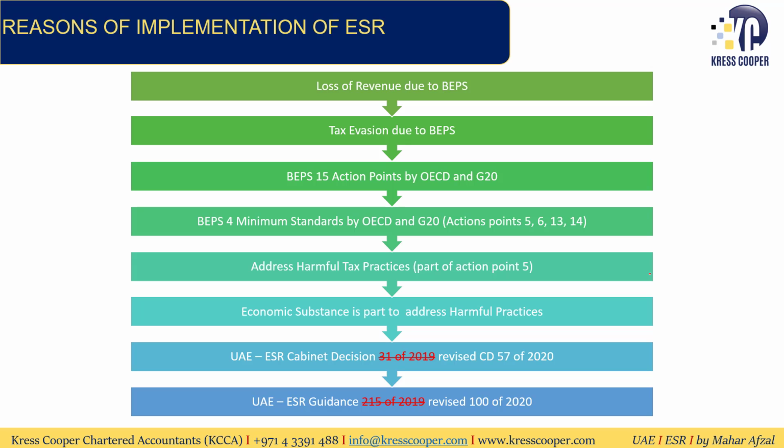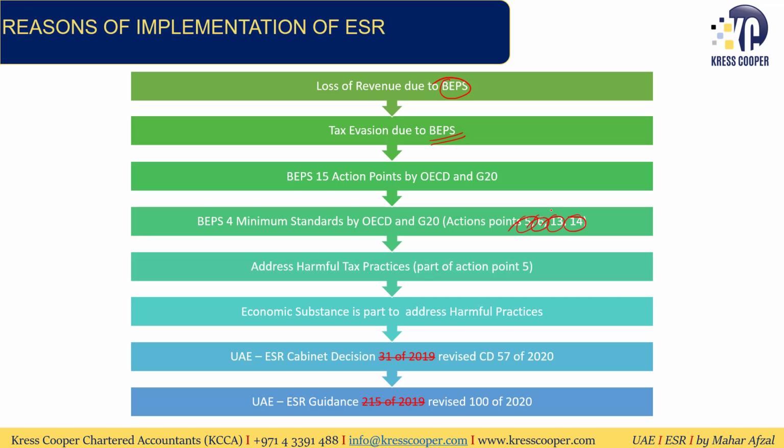We know that the reason for implementation of ESR was the loss of revenue due to BEPS. BEPS stands for base erosion and profit shifting. Due to this, there is tax evasion. Then 15 action points were introduced by the Organisation for Economic Co-operation and Development in G20 countries. There are a minimum of 4 BEPS standards required to be implemented by each member state of the OECD. Out of these 15, the 4 minimum standard points are action points 5, 6, 13 and 14.